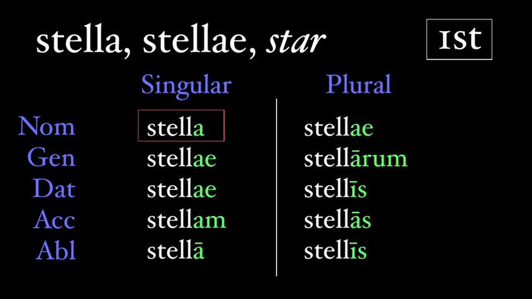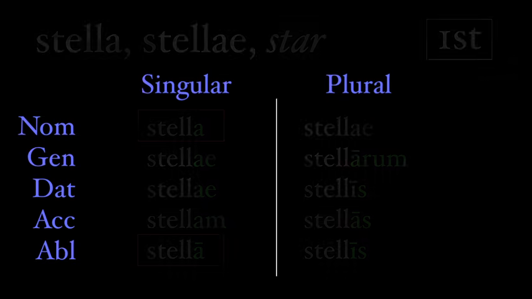Also, the first declension nominative singular and ablative singular both end in an A, but the nominative is a short A, while the ablative is a long A. This long mark makes all the difference, and you should be sure to remember it.